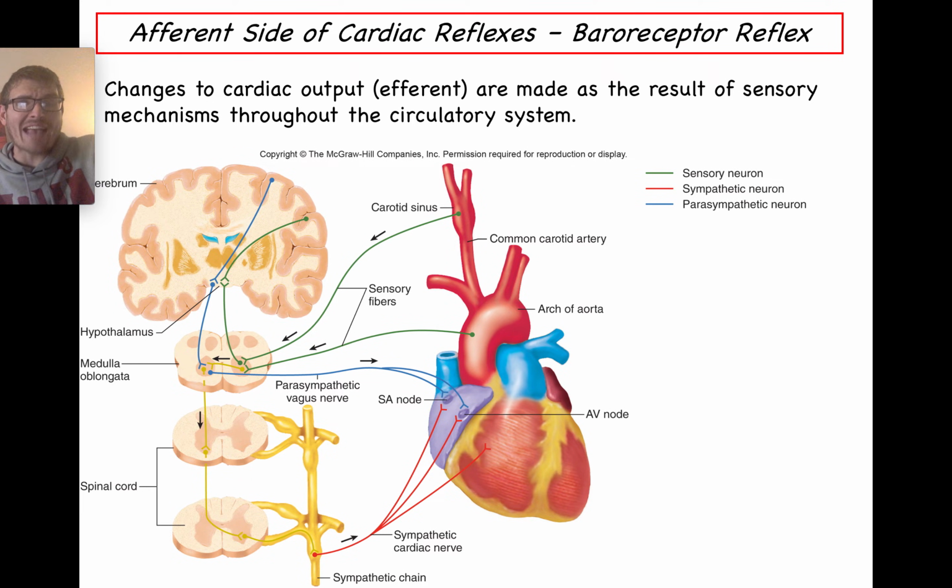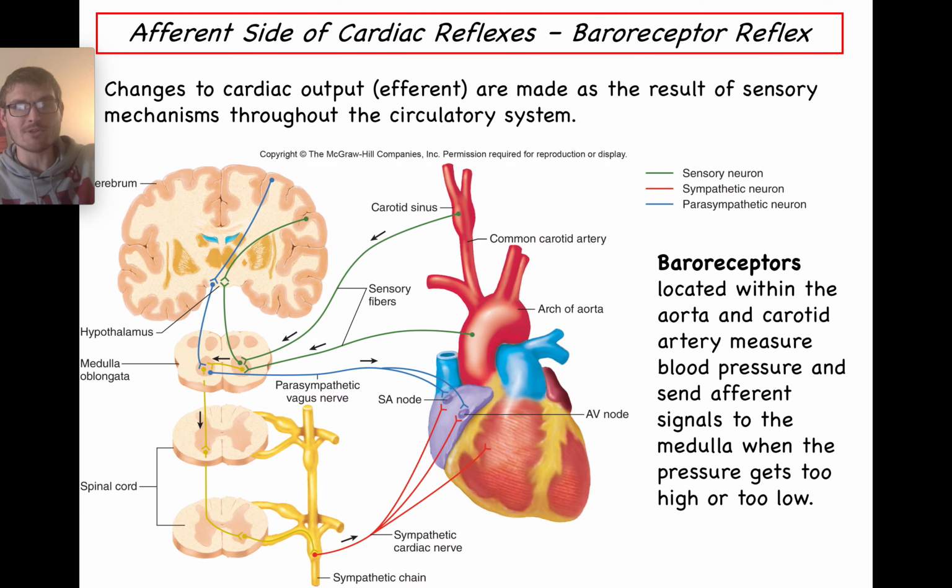So that covers the afferent side of things, but the efferent side of things is going to be how do we modulate or change our cardiac output in order to bring the blood pressure back to where it's supposed to go. Changes to our cardiac output are made as the result of these sensory mechanisms that exist throughout the circulatory system. And it's not just for blood pressure. It can also be for things like how much oxygen is in the blood, how much carbon dioxide is in the blood, and even what is the pH of the blood, which will be things that we talk about in the next few chapters.